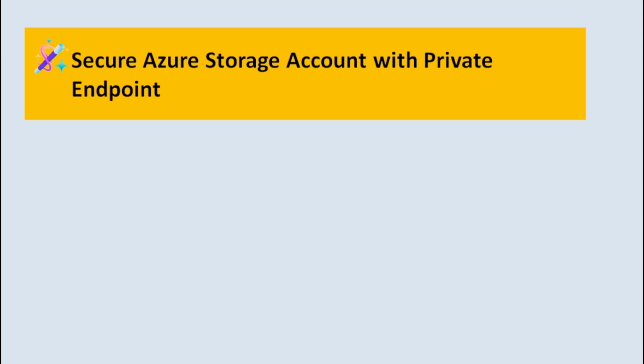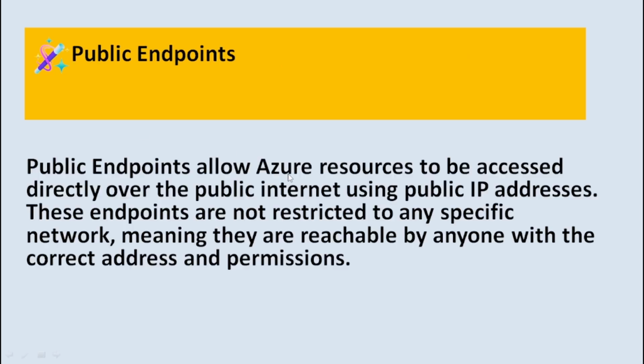So let's start. First, public endpoint. Public endpoint allows Azure resources to be accessed directly over the public internet using a public IP address. These endpoints are not restricted to any specific network, meaning they are reachable by anyone with the correct address and permission.